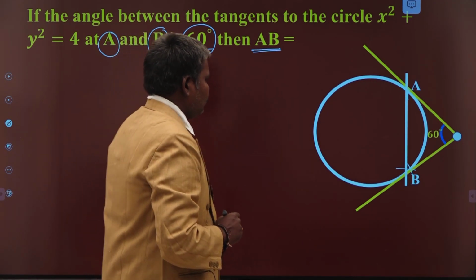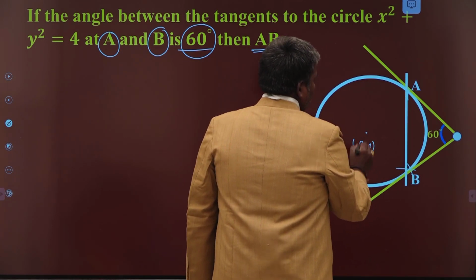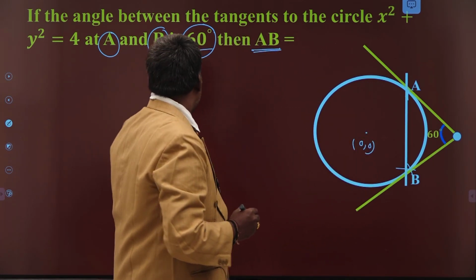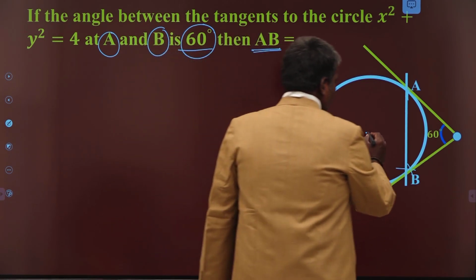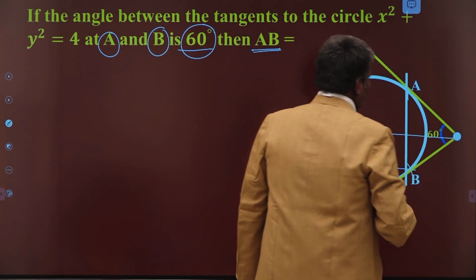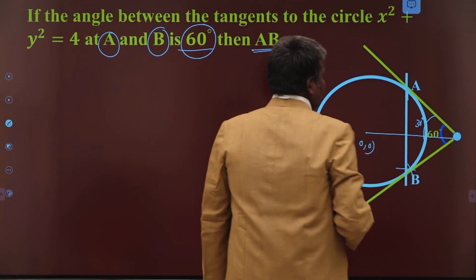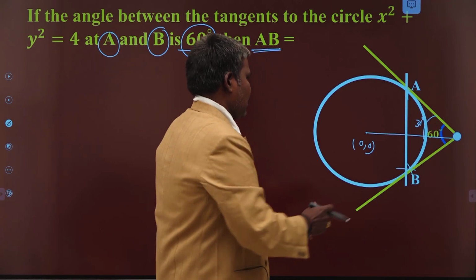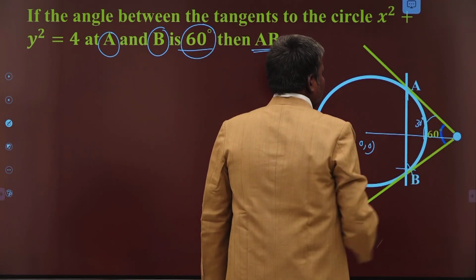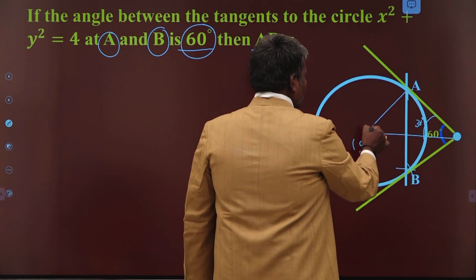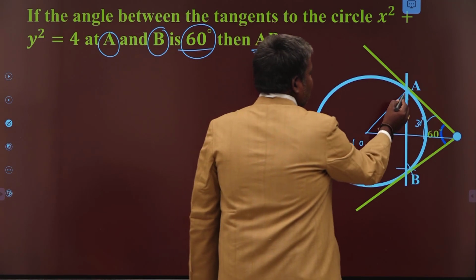How to do this one? This is the center of the circle. For this problem, the coordinates are 0, 0 because it is of the x square plus y square equal to r square form. 0, 0 is the center. Join here to here. Now what is the angle from here to here itself? 30 degrees. The angle between these two lines is 30. Similarly, the angle between these two lines is also 30 degrees. Now join the center to the point of contact of the tangent. What is the angle here? 90 degrees.